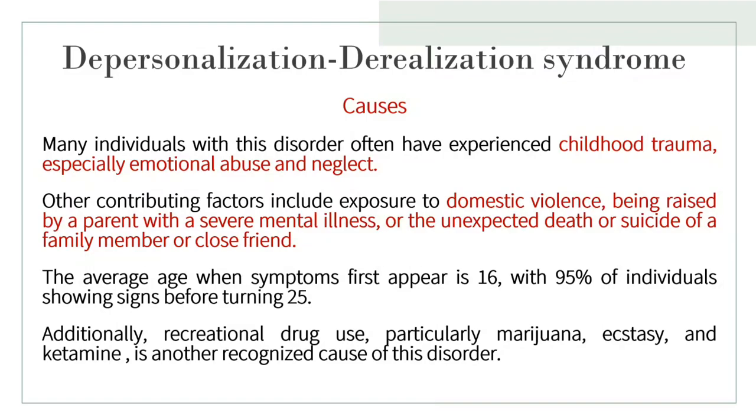When we look upon the history of such a person, one may find that there is a history of childhood trauma, especially emotional abuse or neglect. Other contributing factors include exposure to domestic violence, being raised by a parent with severe mental illness, or the unexpected death or suicide of a family member or close friend. The average age when symptoms first appear is 16, with 95% of individuals showing signs before turning 25. Additionally, recreational drug use, particularly marijuana, ecstasy, and ketamine, is another recognized cause of this disorder.